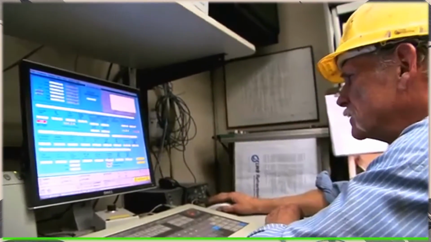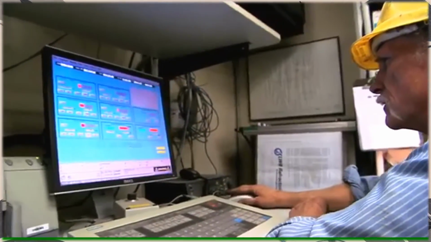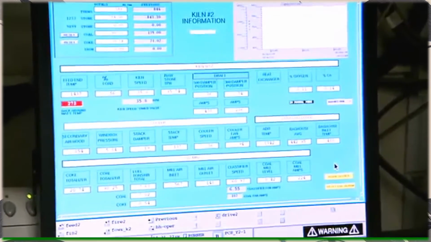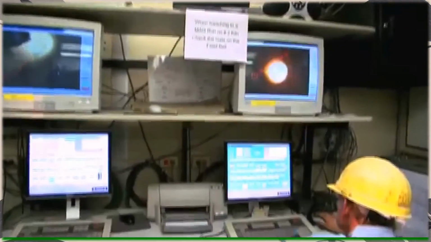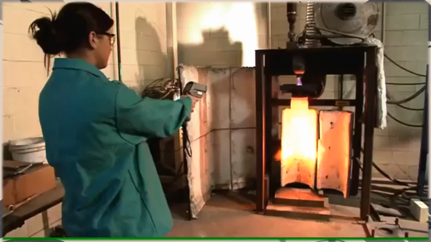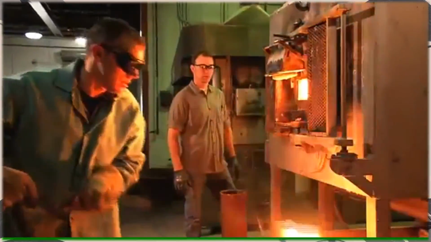Throughout the manufacturing process, constant monitoring is required. Temperature, chemistry, and engineering are all essential to guarantee performance. Testing and more testing, repeated again and again, to ensure the quality and integrity of the final product.